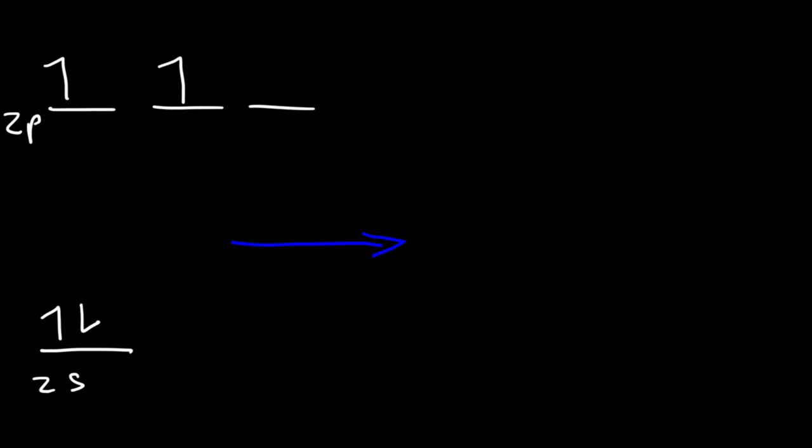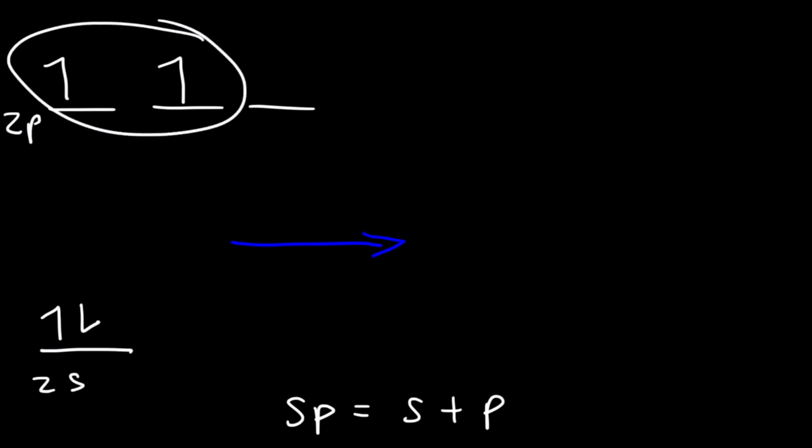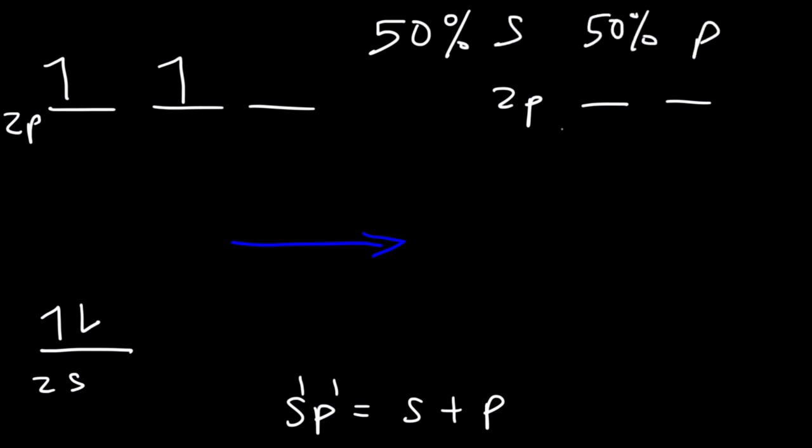So after hybridization, to make the sp hybrid orbital, we need one s orbital and one p orbital. So we're going to use this s orbital and only one of the p orbitals, which means the other 2 p orbitals are unhybridized. So therefore, they will be unaffected. Now, if we have an sp orbital, one is s, one is p, 1 out of 2 is 50%. So therefore, we have 50% s character and 50% p character.